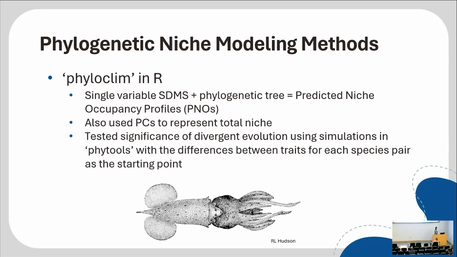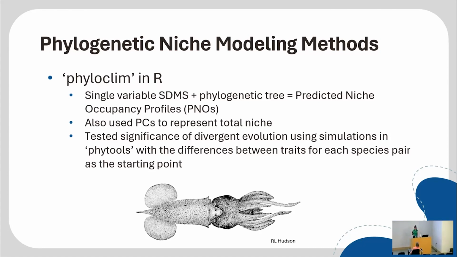So I used phylloclimb in R, which takes single variable SDMs. So a species distribution model made only for current velocity, made only for depth, etc. And the phylogenetic tree, which produces these predicted niche occupancy profiles. Since these are only taking into account a single variable, I wanted to create PCs, principal components, to represent the entire niche. It's not an ideal way to do it, but it's going to allow me to take into account multiple variables at once in these models.